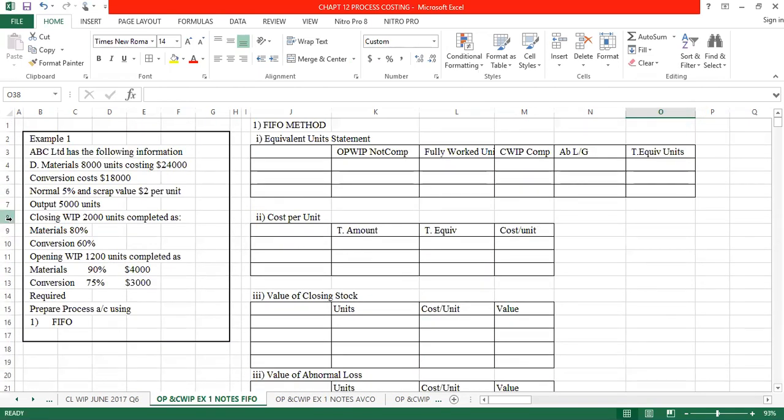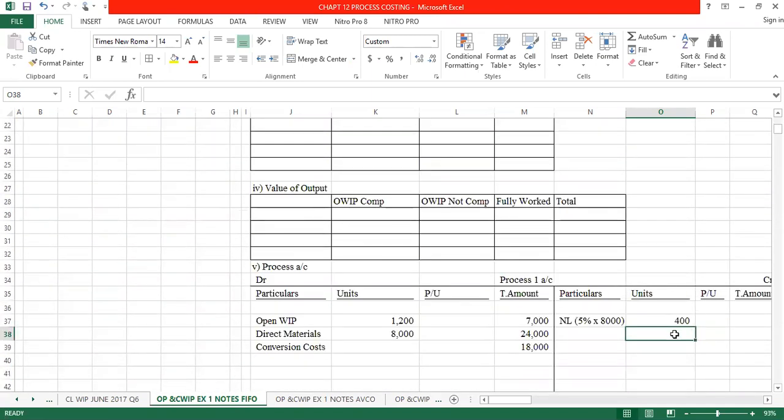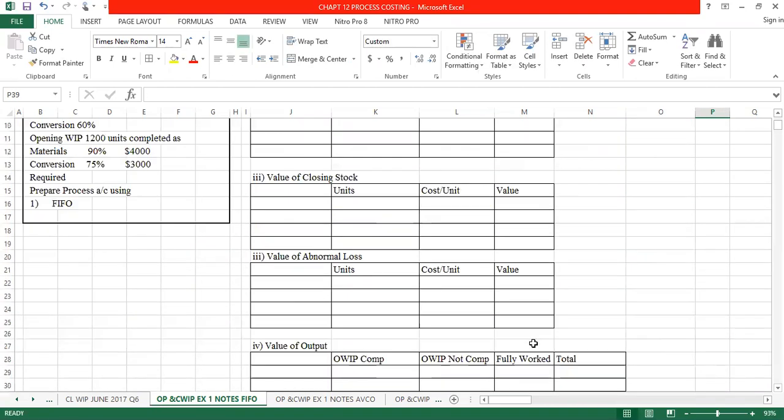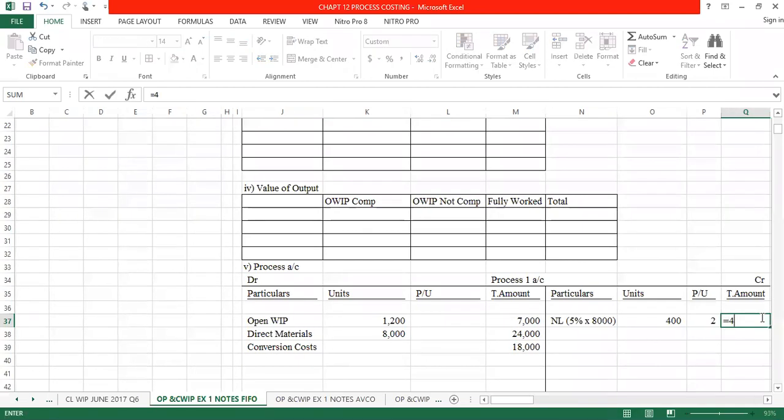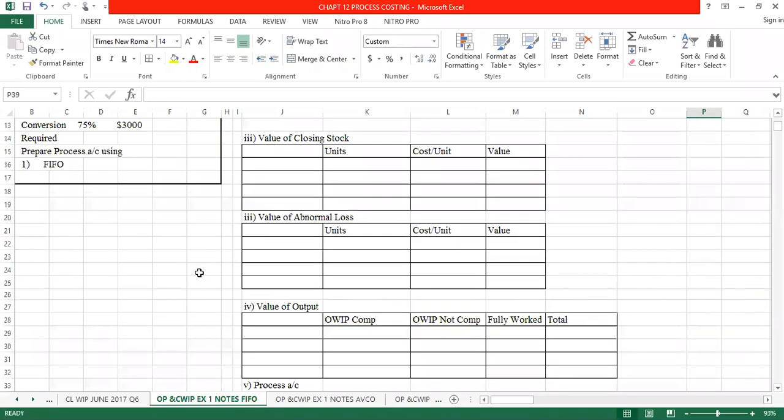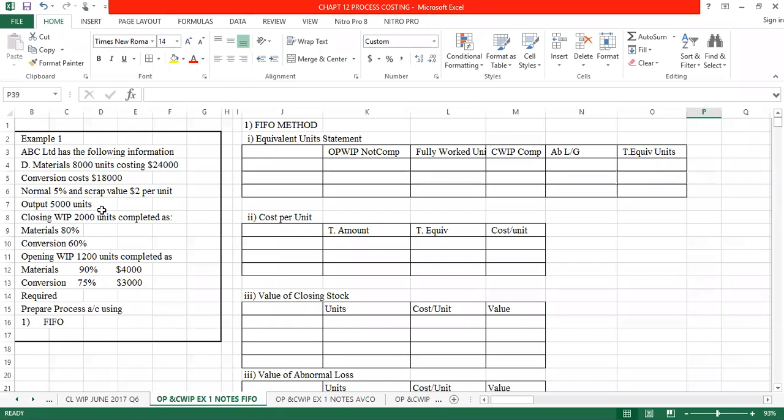Next, normal loss is 5% and the scrap value is $2. So if the scrap value is 2, what is this? It is 400 times 2, which is 800. That one we covered yesterday. Next, output is 5,000 units.